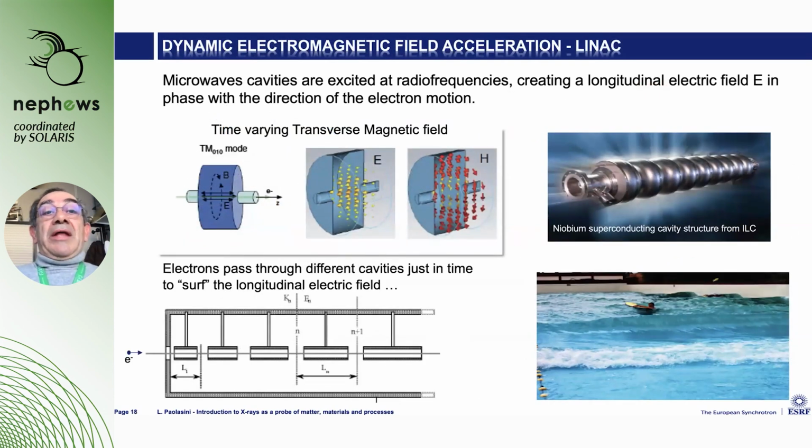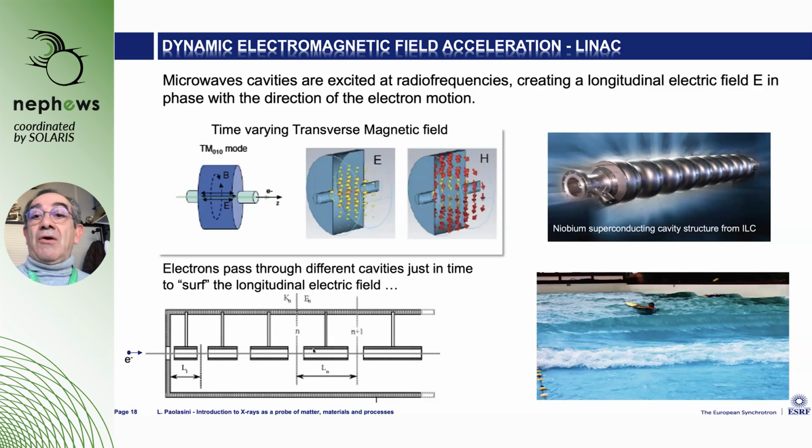Dynamical electromagnetic field acceleration works by exciting a waveguide with this second part of the Lorentz force. The waveguide is excited with a time-varying field in what we call the transverse magnetic 010 mode, in which the magnetic field is perpendicular and the electric field is in the direction of the electron motion. We synchronize the different elements of these cavities so that the electron experiences the electric field in the same direction as its motion, otherwise the electron will go back.